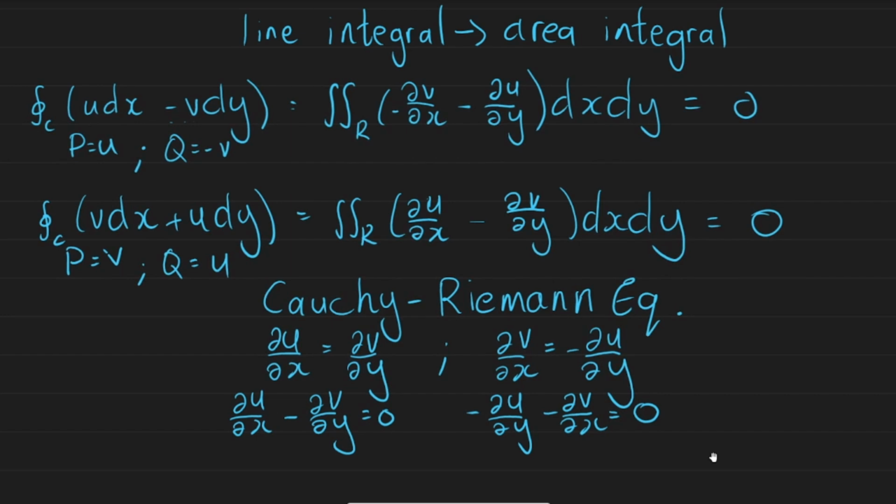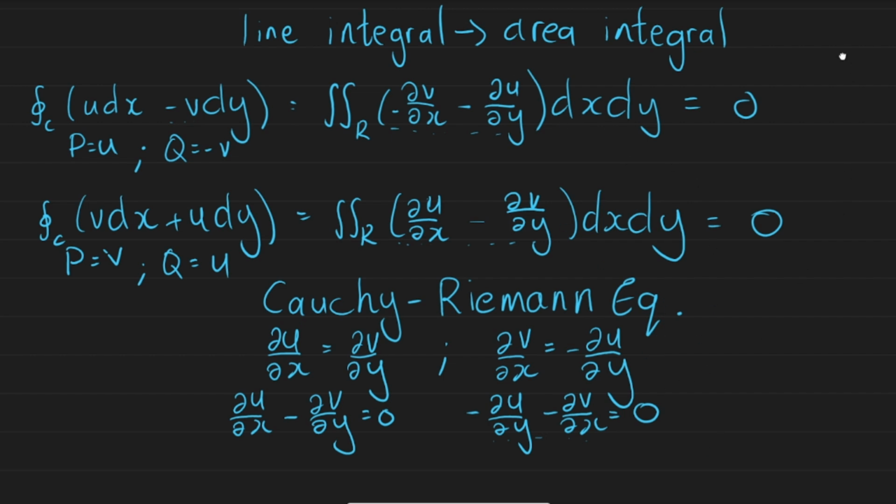So let's look at this. du dx minus dv dy. What do we have in this double integral? du dx minus dv dy. So we can see that this thing is 0. So if this thing is 0, this entire double integral is 0. And it's the same here. We have minus dv dx minus du dy. So quite perfectly, this whole thing simplifies to 0.